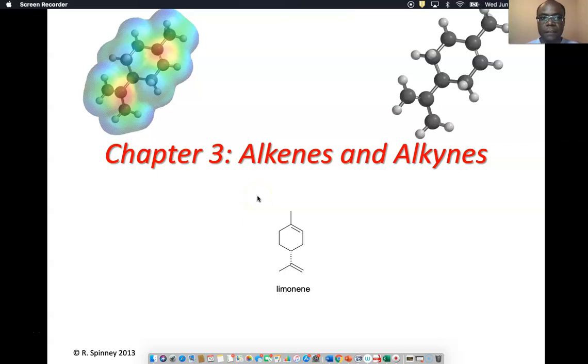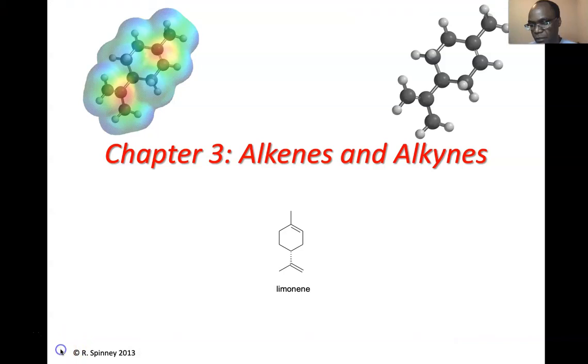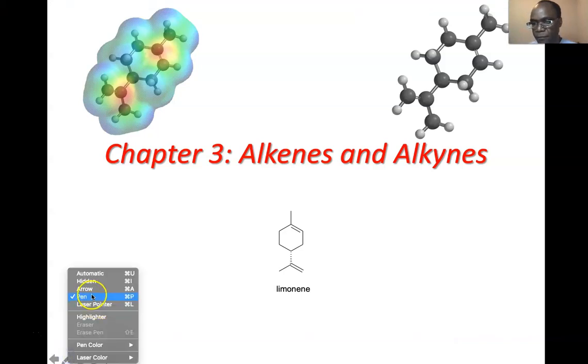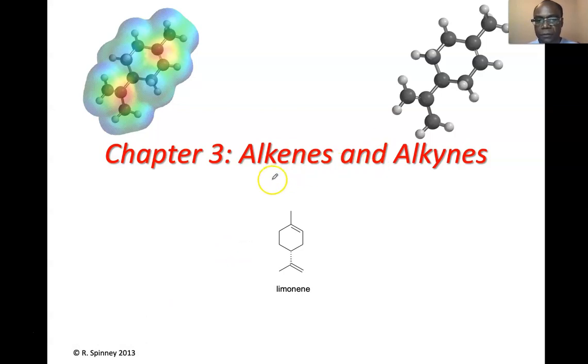Okay, now that we're done with chapter 2, let's look at chapter 3, which involves alkenes and alkynes. The alkenes will have double bonds, the alkynes will have triple bonds. So you're going to have a double bond here, and a triple bond here.